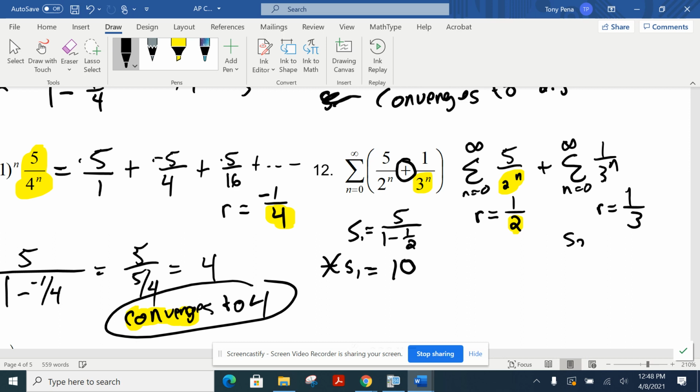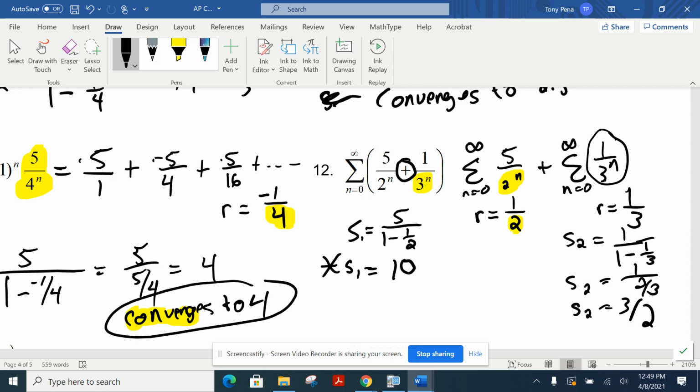If I come over here to the second one, if n is a 0, so if we plug in a 0 into this term, the first term is a 1. And then I would do 1 minus the ratio of 1/3. So the second sum is 1 over 2/3, which is 3/2. They both converge. So then your overall answer is the sum of these. So we would ultimately say as our final answer, this converges to 10 plus 3/2. You can write it as 11.5, however you want to do it. 23/2. Yeah, Lily.